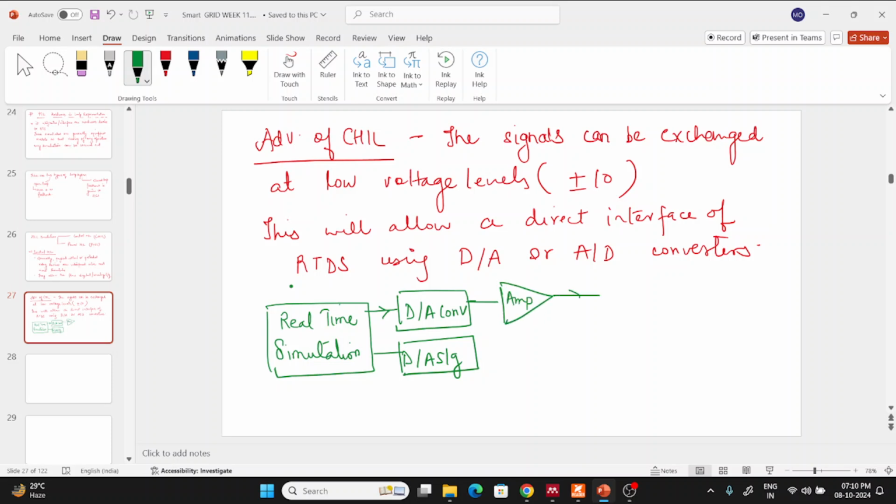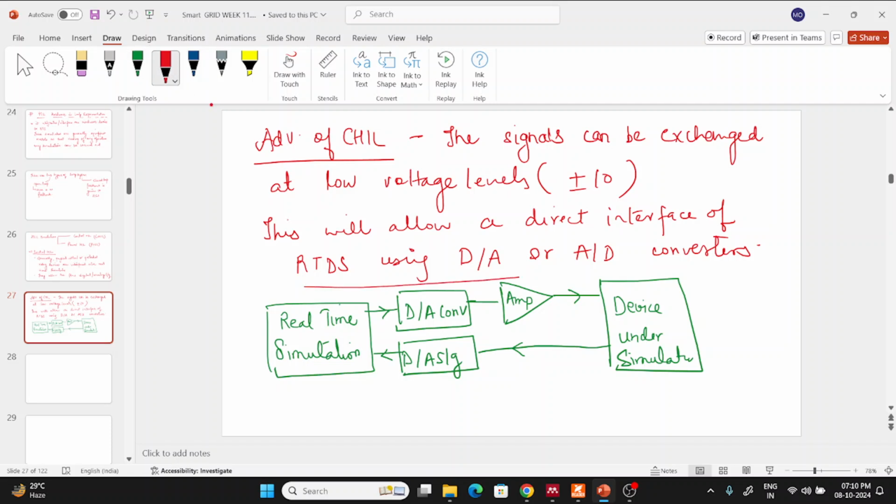ठीक, it will give the signal to the device, जो भी डिवाइस है, हार्डवेयर है अंडर सिमुलेशन, then it will give it back to this. तो इस तरीके का एक लूप डेवलप हो गया, इंफॉर्मेशन इधर से फ्लो होगी इस तरीके से. तो this is how hardware is integrated to the CHIL. इसको हम कह सकते हैं schematic of CHIL simulation. ठीक.